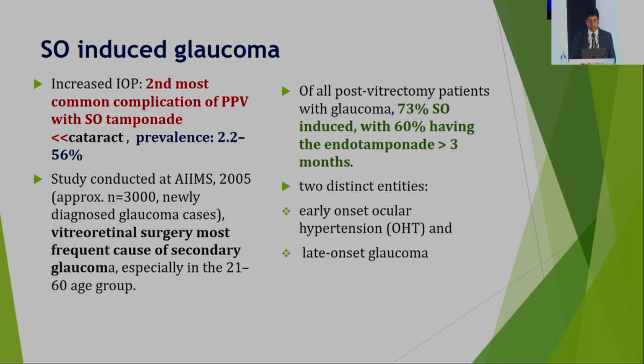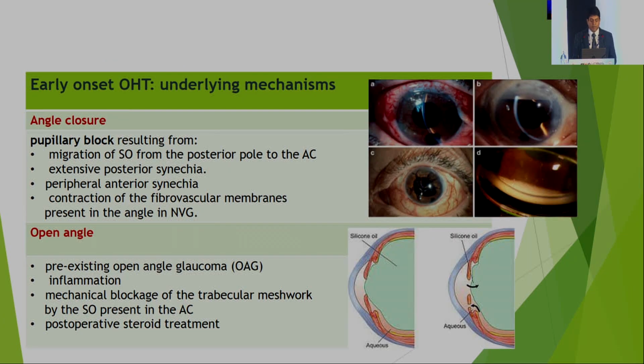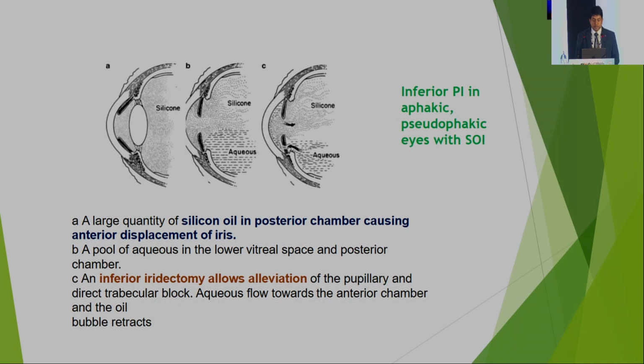And this silicone oil-induced glaucoma can be an early-onset or a late-onset glaucoma. Early-onset glaucoma can again be angle closure because of pupillary block by the migration of silicone oil from the posterior chamber to the anterior chamber. There can be pre-existing synechiae, or immediately after surgery, because of inflammation, synechiae can form. Or it can be an open-angle glaucoma, in a case of pre-existing open-angle glaucoma or inflammation causing trabeculitis, or mechanical blockage of the trabecular meshwork by silicone oil present in the anterior chamber, or also because of a steroid response. So here you can see in this picture that silicone oil, if the eye is overfilled, can push the iris-lens diaphragm anteriorly and cause an angle closure glaucoma.